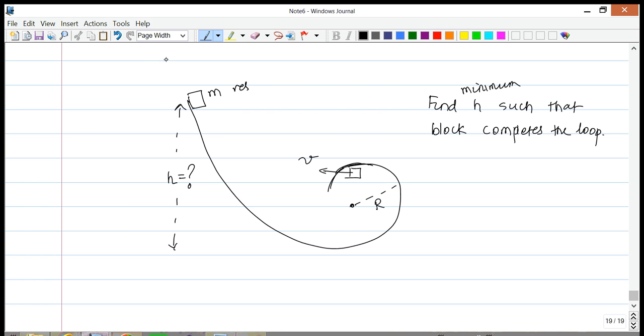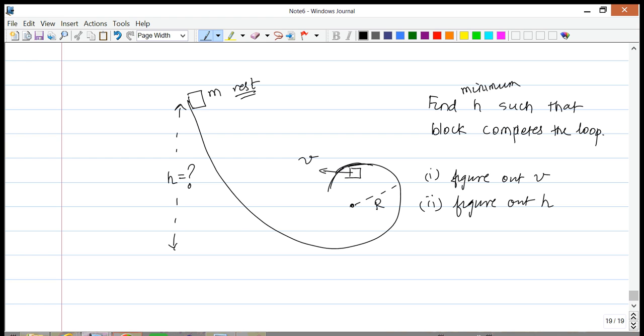Now we're assuming, of course, that the object is being released at rest at this height. So the question is, from what height should it be released so that it completes the loop? The first part of the problem is to figure out v, and then the second part is to figure out h. So you need to know how to do this.